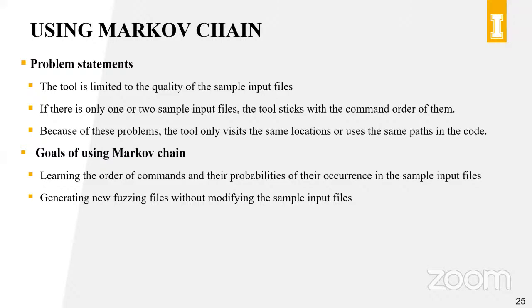So the goal of using a Markov chain is learning the order of commands and their probabilities of occurrence in the sample input file. After we get this information, we are going to be able to use it to generate new fuzzing files from scratch, without using or modifying the sample input files from the previous steps.